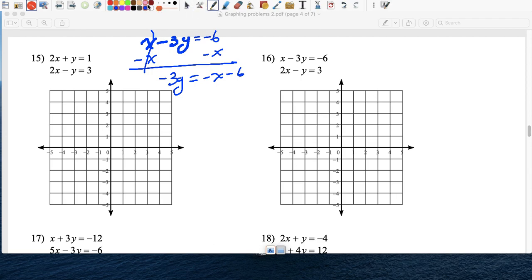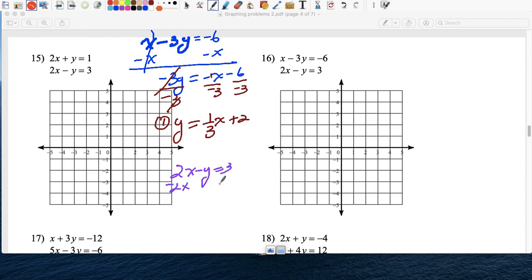Now I have to divide both sides by negative 3. And everything on the right side gets divided by negative 3. This becomes positive. I'm left with y. This becomes positive again because negative divided by negative is positive. And again, remember there's a 1 here, so it's actually 1/3 x, right? Remember that. Negative 6 divided by negative 3 is positive 2. So my first equation becomes this, and I'll put number 1 here. Number 2, this equation, 2x minus y equals 3. I'm going to do minus 2x here, minus 2x here.